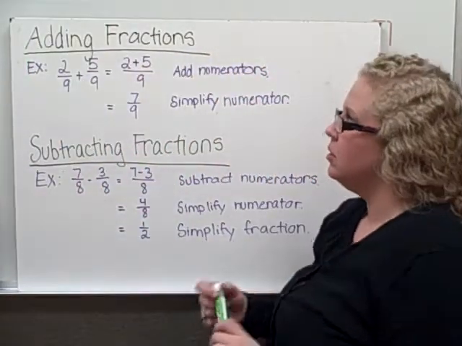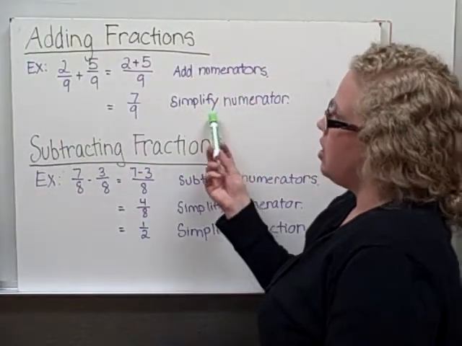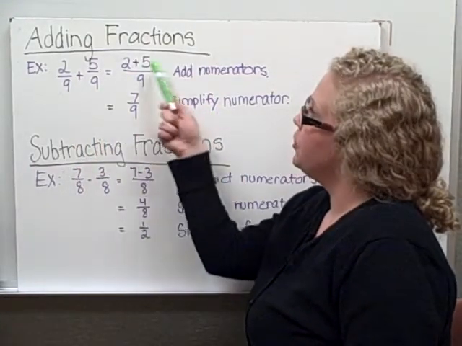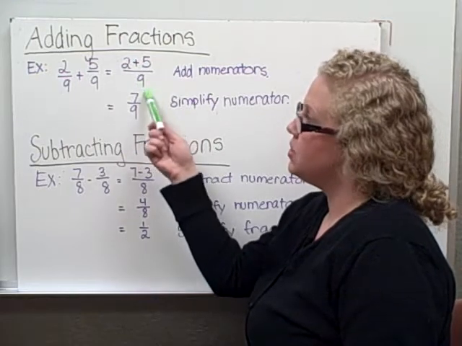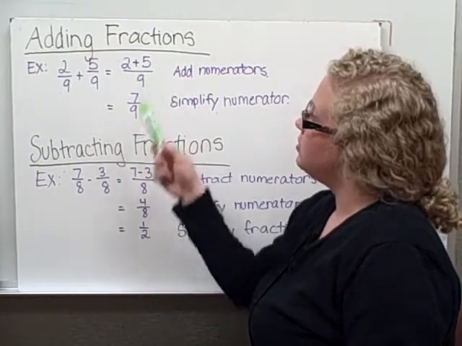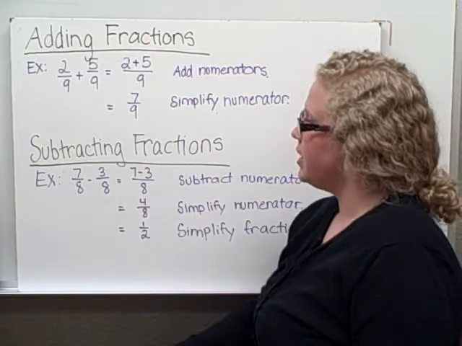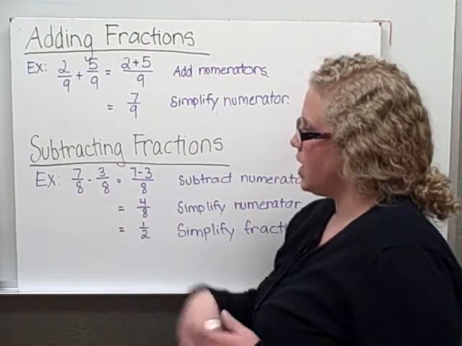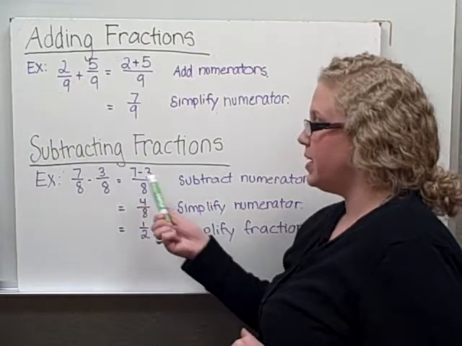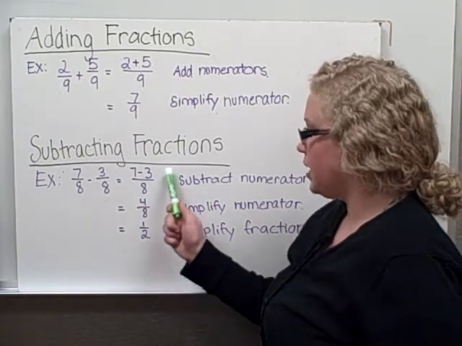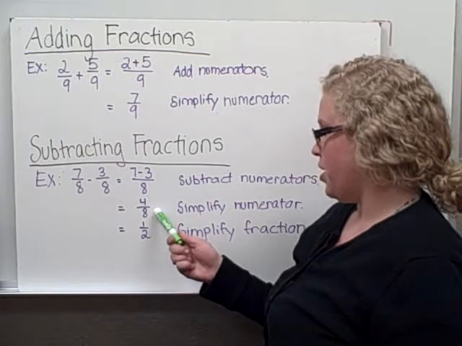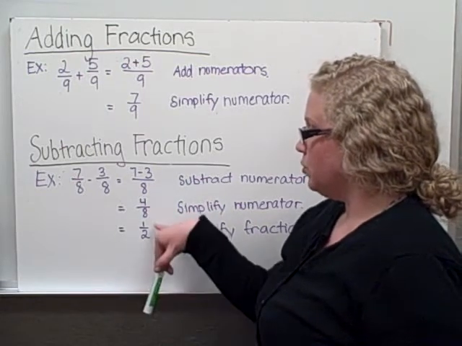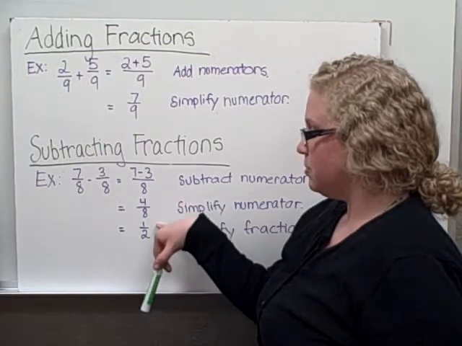Adding fractions. In our next example, 2/9 plus 5/9, we add the numerators, 2 plus 5, and keep the denominator the same. 2 plus 5 simplifies to 7 over 9. For subtracting, 7/8 minus 3/8, it's the same as 7 minus 3 over 8. So here we subtract numerators, then we simplify. 7 minus 3 is 4 over 8, and 4 over 8 simplifies to 1 over 2.